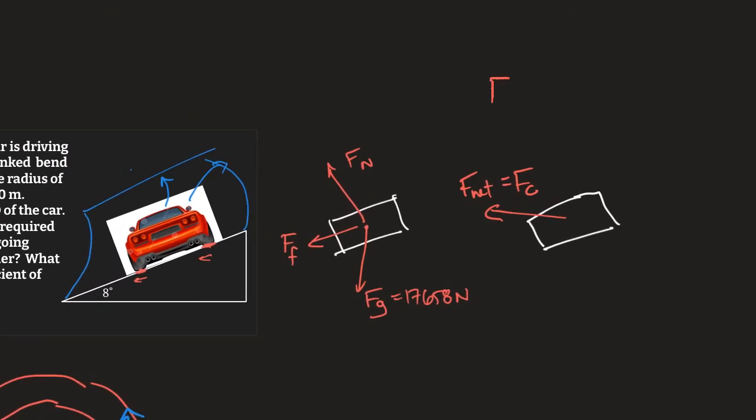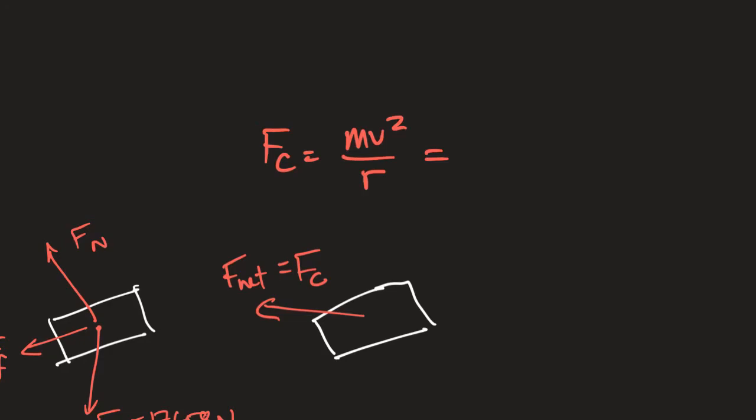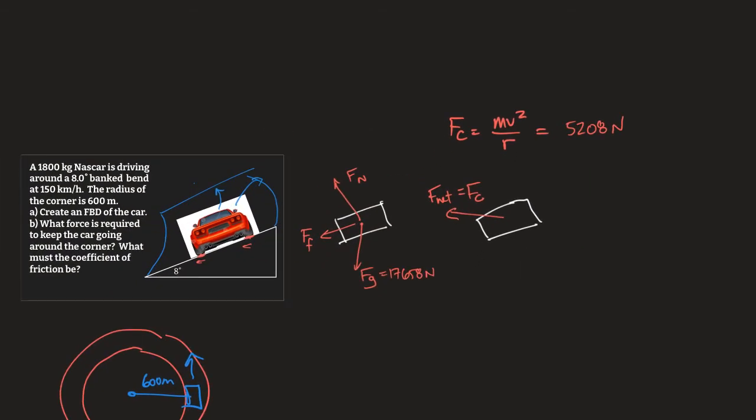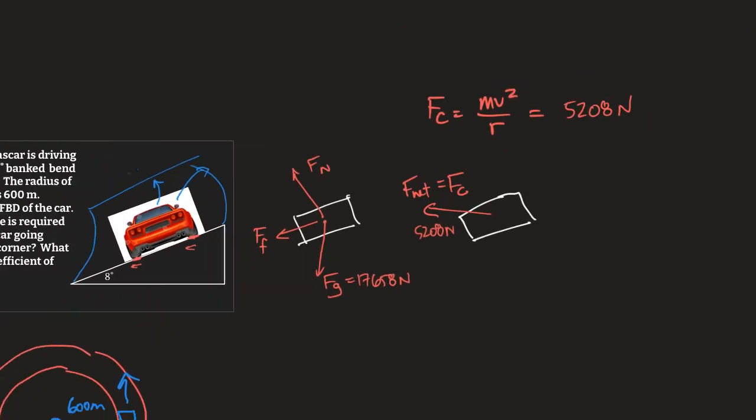Because we know the centripetal force is going to be mv squared over r. So if we do that calculation, remember to convert the kilometers per hour to meters per second. And if you do that, you should get 5208 newtons. So that means this net force to the left has got to be 5208 newtons, right?